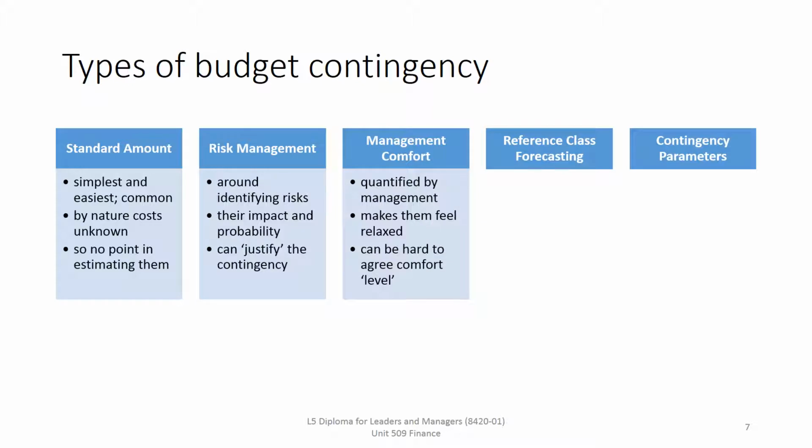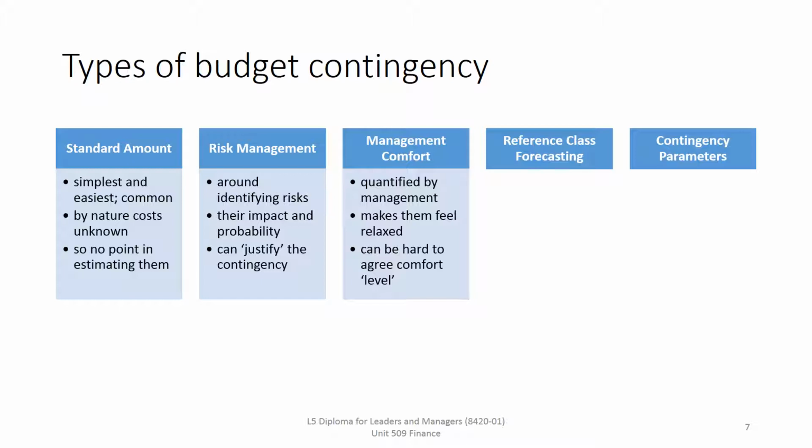Management comfort is the inclusion of an amount that is quantified by the management that makes them feel relaxed. So here we're talking about that probabilistic method. Generally speaking, it's a difficult one to agree because a comfort level can be a matter of opinion between people, so it can be quite difficult to agree that comfort level.